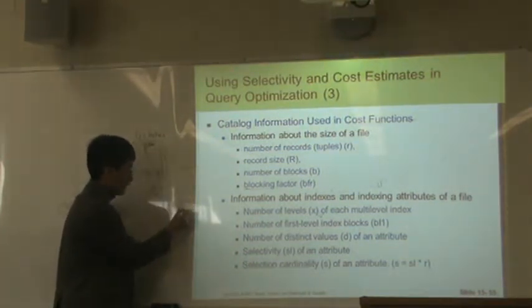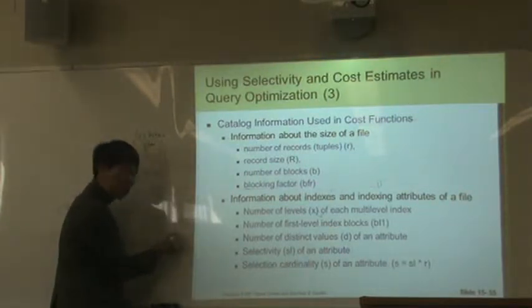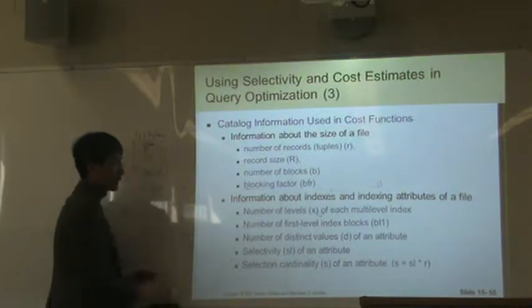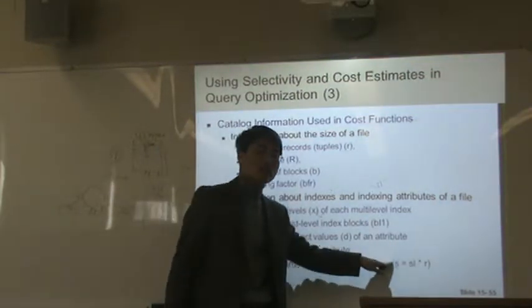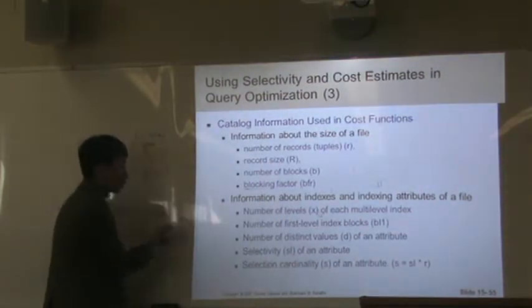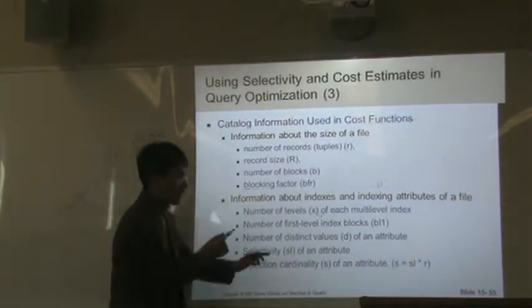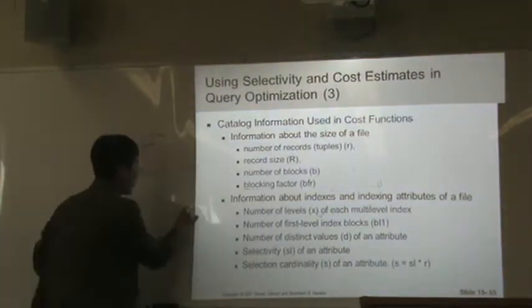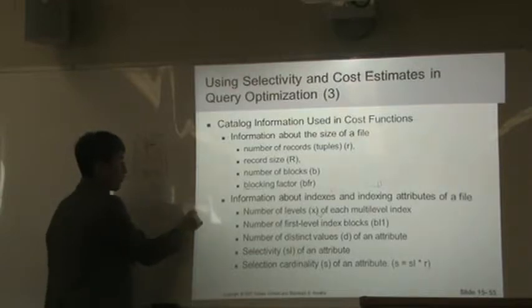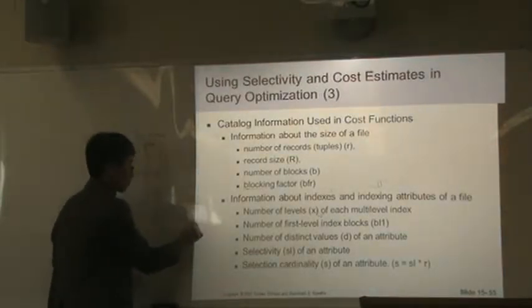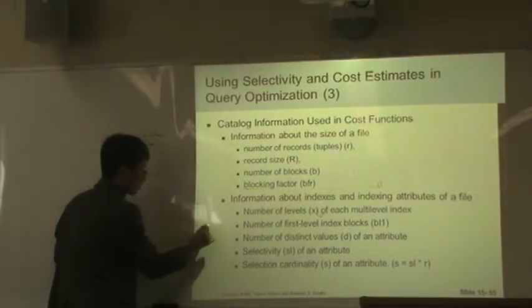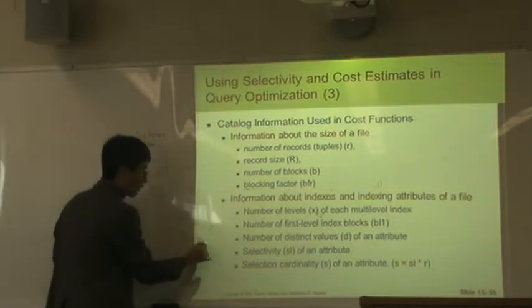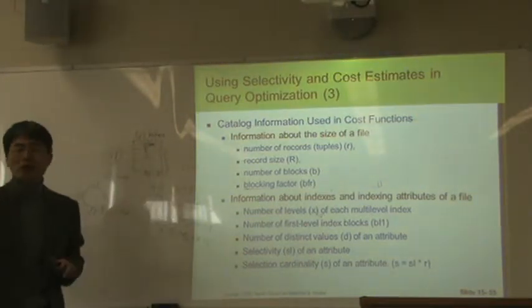20%. How many? 30%. How many? 50%. Then, selection cardinality is how many? Actually low. 20% selectivity times record. How many records? 10. So 2. How many records? 3. How many records? 5.